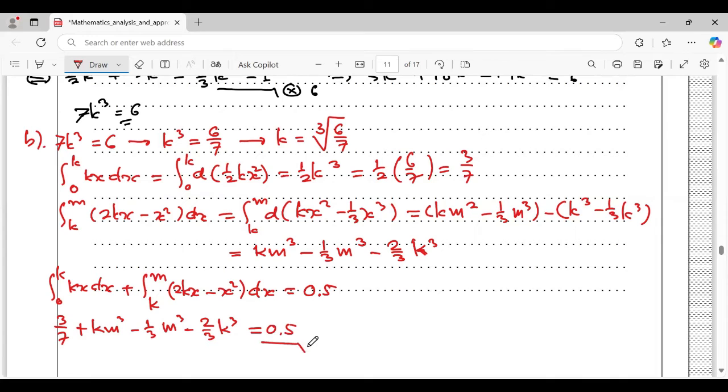I'm going to calculate by 21. Calculate by 21 is going to be 9 plus 21 km cube minus 7 m cube minus 14k cube equals 10.5, right?